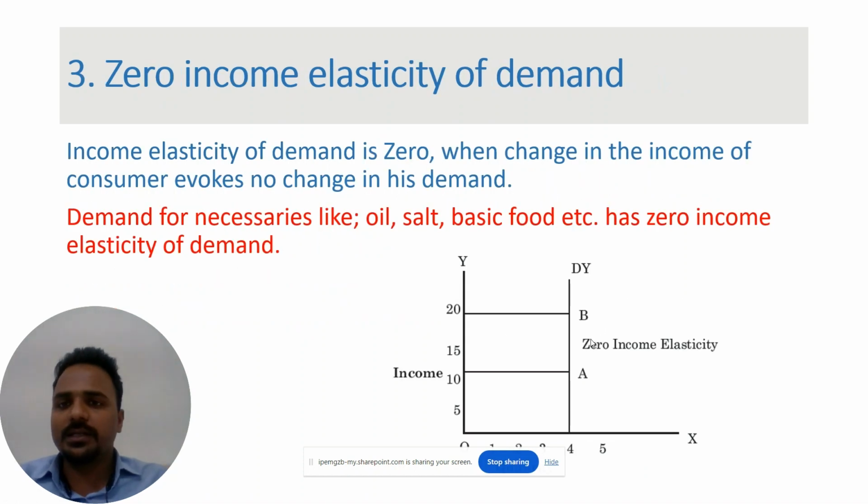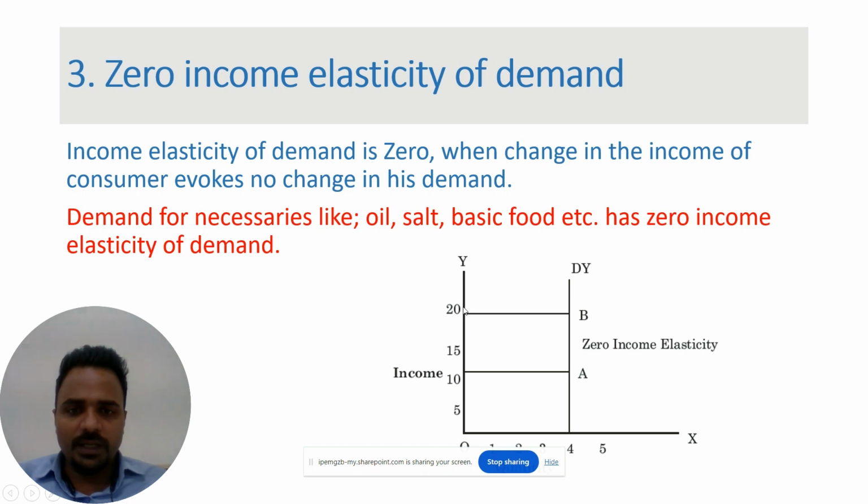And the third category is zero income elasticity of demand. Income elasticity of demand is zero when change in income of the consumer evokes no change in his demand. Basically, there is no change in quantity demanded on a change in income of the consumer. Goods like basic food, oil, and salt have zero income elasticity because change in income of the consumer evokes no change in demand for such goods.